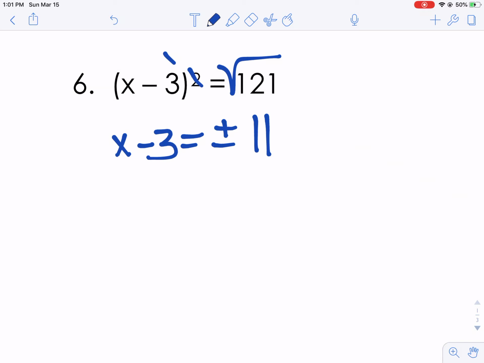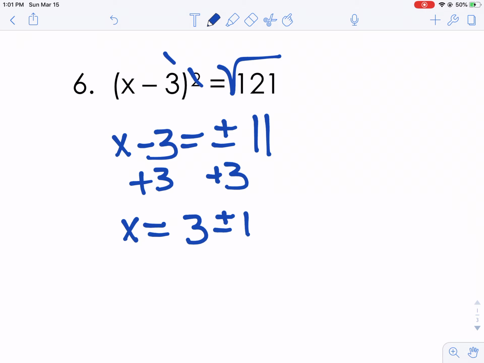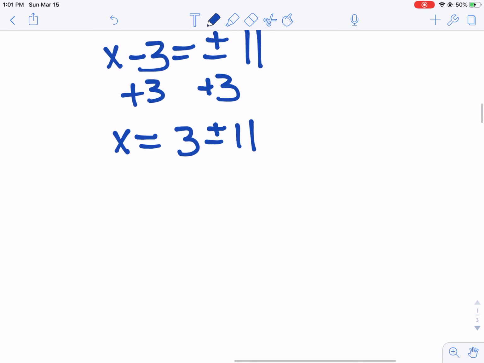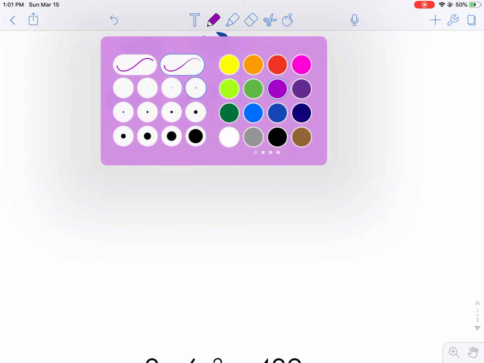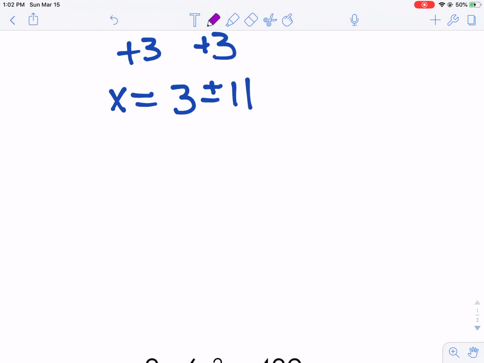So now I have x minus 3 equals a positive or a negative 11. My x is not yet alone, so I'm going to add 3 to both sides. Now last time we said put the pretty number in front. Well, they're both pretty numbers, so I'm still going to put the 3 in front, plus or minus 11. This time I cannot leave my answer that way because I don't have radicals. I can actually add and subtract these numbers, so this is where I want to separate my 2 answers.